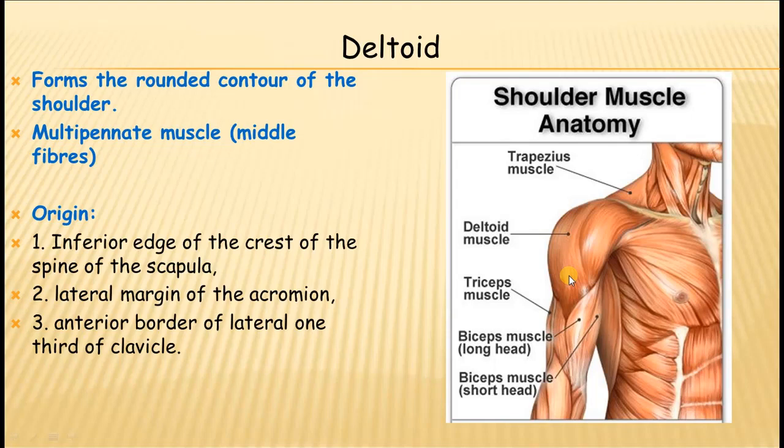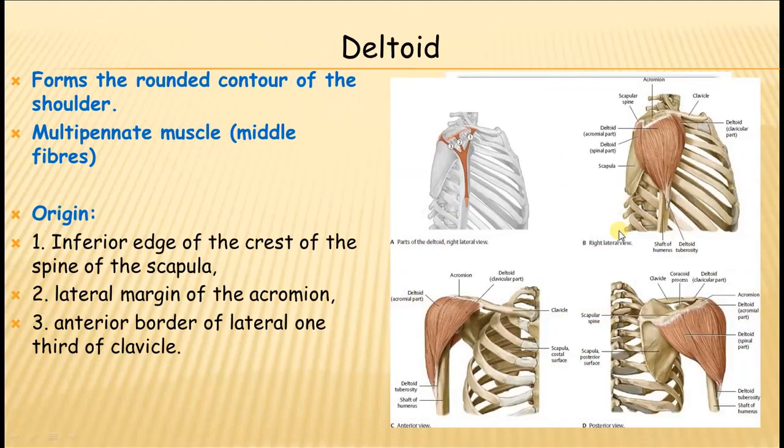The origin of the deltoid muscle, it originates from three sources. One is from the inferior edge of the crest of the spine of the scapula, that is the lower border of the spine of the scapula. It's called as the crest of the spine because it is sharp in nature.